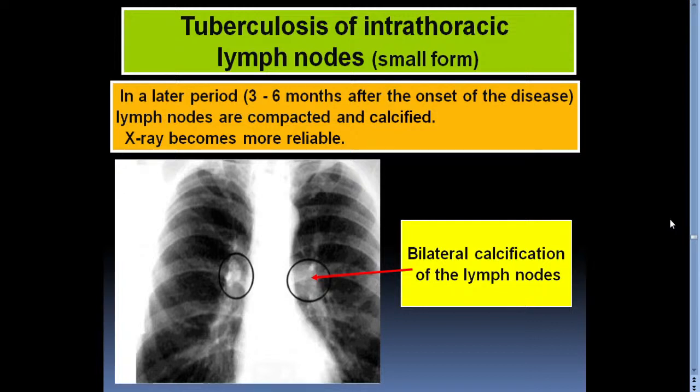In a later period, 3-6 months after the onset of the disease, lymph nodes are compacted and calcified. X-ray becomes more reliable. On this X-ray, you can see bilateral calcification of the lymph nodes. Very dense lymph nodes on both sides. In this period, lymph nodes are visible better than in the first period.